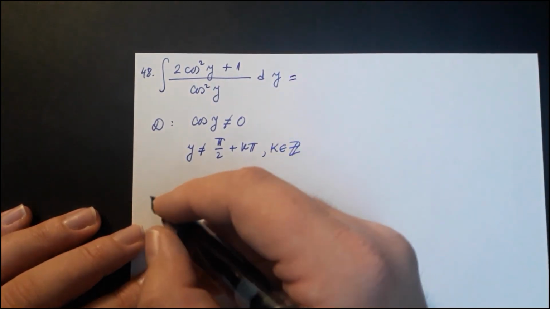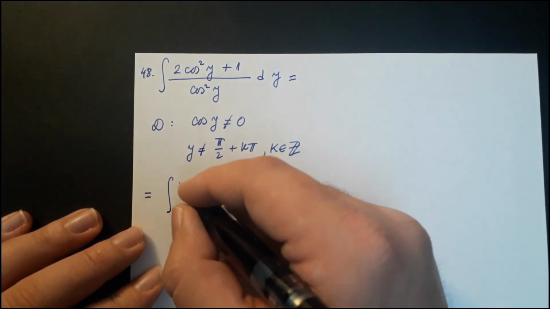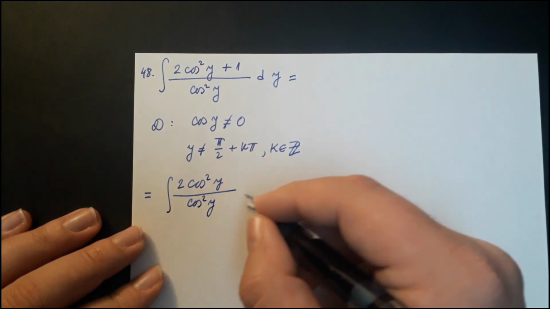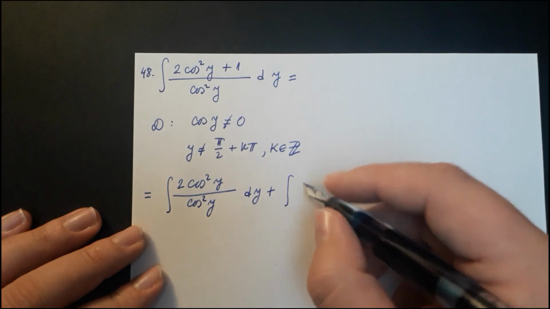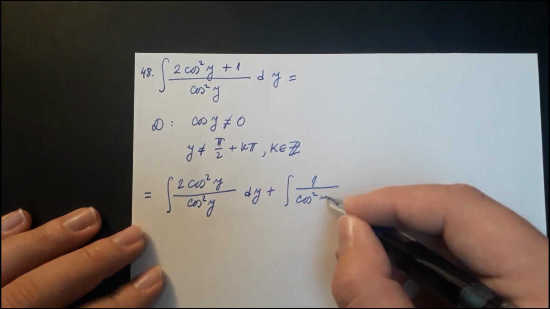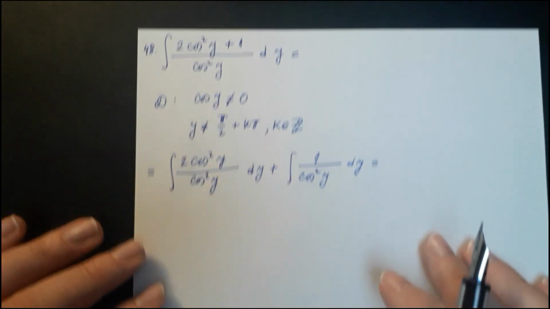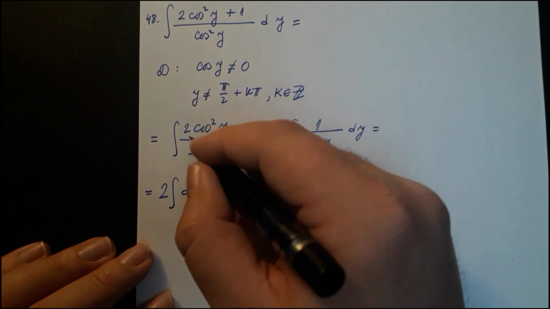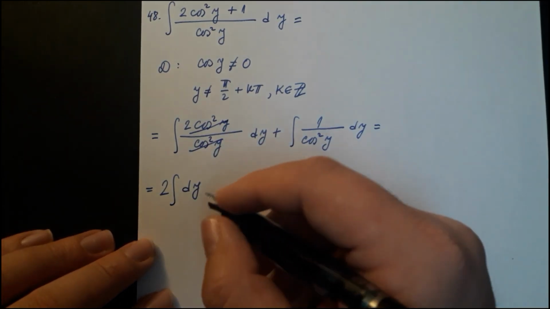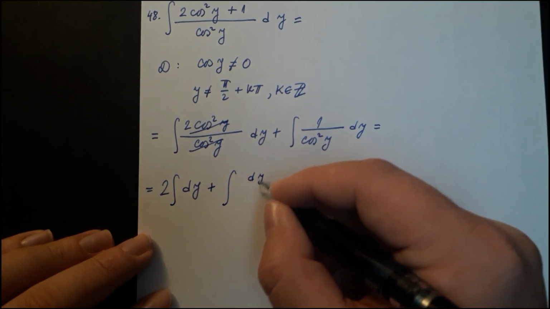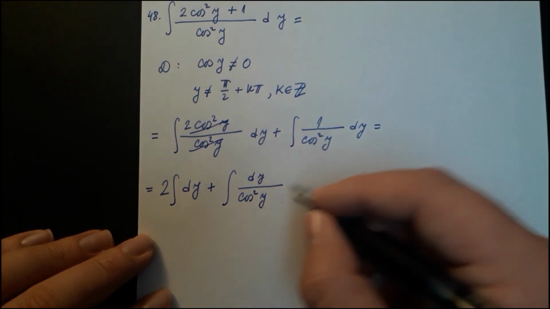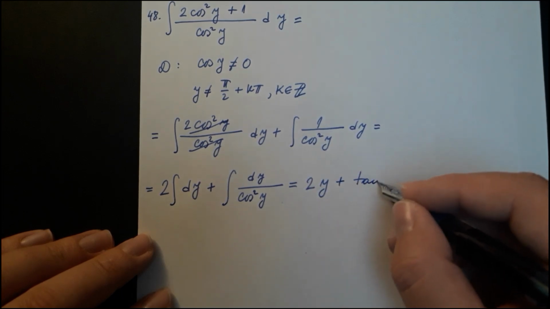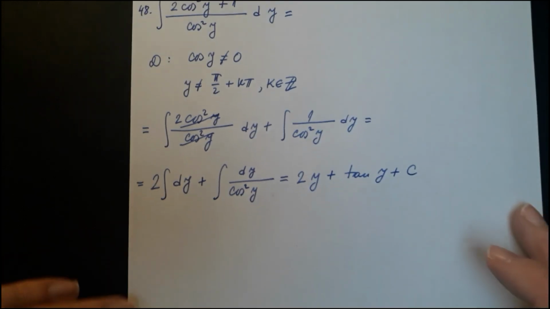This integral can be then written as an integral of 2 cosine squared of y divided by cosine squared of y dy plus an integral of 1 divided by cosine squared of y dy. This is then equal to 2 integrals of dy because cosine squared of y can cancel out, and plus an integral of dy divided by cosine squared of y. This is equal to 2y plus tan of y plus an arbitrary constant c.